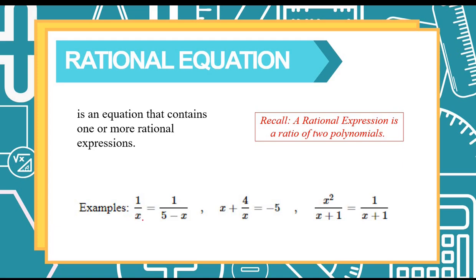First, we have 1 over x equals 1 over 5 minus x. Another example would be (x plus 4) over x equals negative 5. And the last example, we have x squared over (x plus 1) equal to 1 over (x plus 1). So notice that in all of the examples given here, there is a presence of rational expressions. And that is how we define rational equations and some examples.